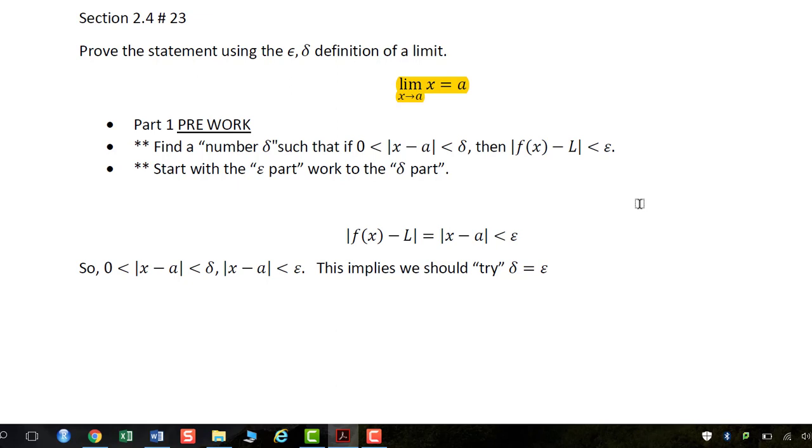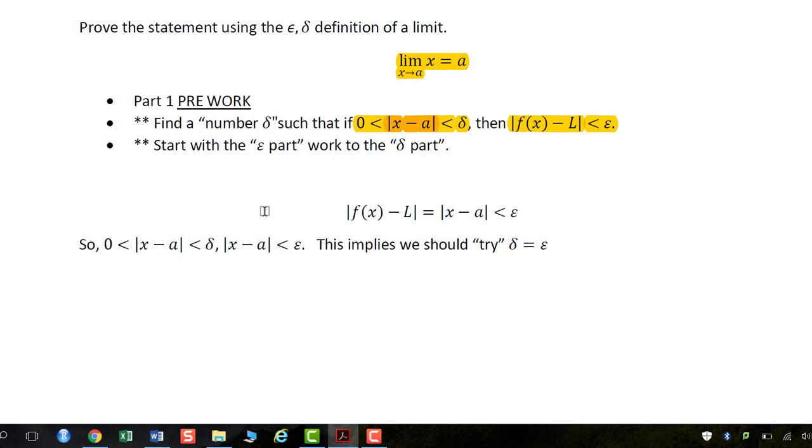Part 1 is the pre-work. What we have to do is find a number delta such that if x minus a, its absolute value, is between 0 and delta, then we need to have the absolute value of f of x minus L less than epsilon. If we start with the epsilon part, the absolute value of f of x minus L, we do algebra to get to the delta part, comparing to the absolute value of x minus a less than delta.